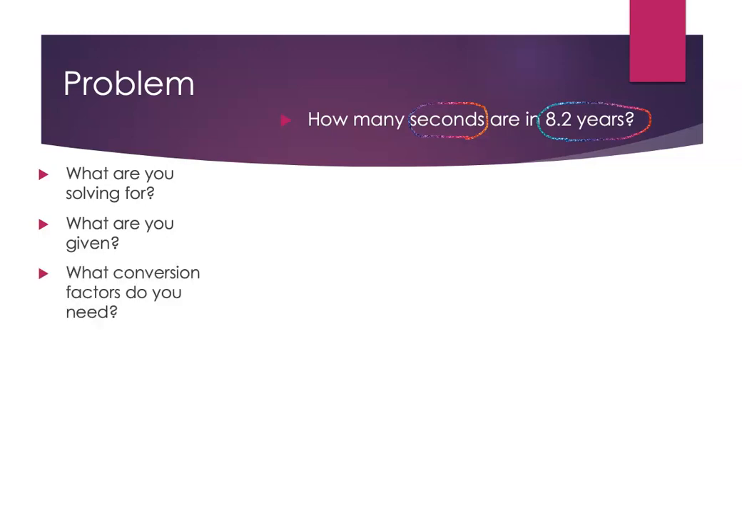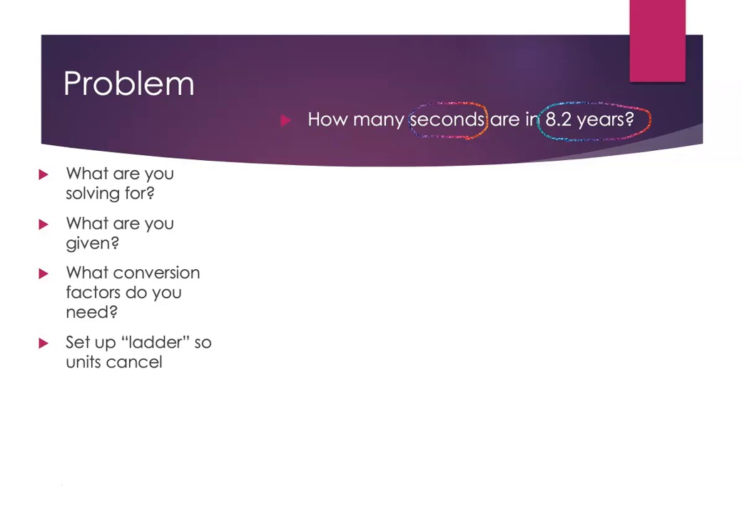All right, let's think about conversion factors. I don't have a conversion factor that goes directly from years to seconds. I do know years to days. There are 365 days in a year. I know days to hours. There are 24 hours in a day. And I know hours to minutes. There's 60 minutes in an hour. And I know minutes to seconds. So I have the information that I need, and now I can start setting this problem up.